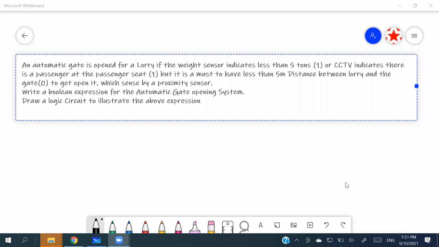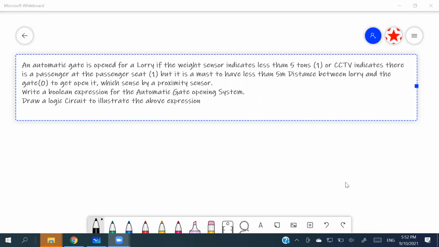Now, according to the question, an automatic gate is open for a lorry if the weight sensor indicates less than 5 tons or CCTV indicates there is a passenger at the passenger seat. But it is a must to have less than 5 meter distance between lorry and the gate to get it open, which is sensed by a proximity sensor, right?